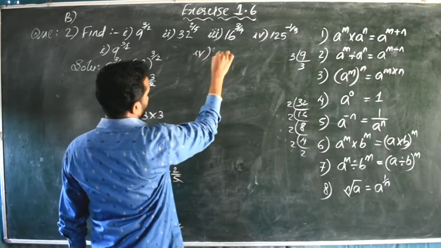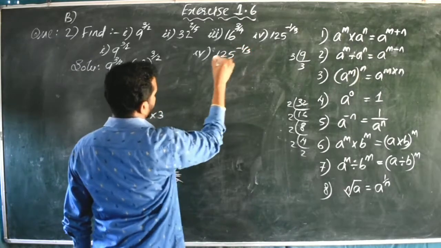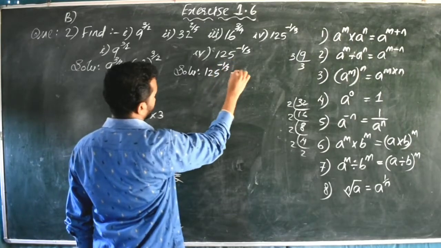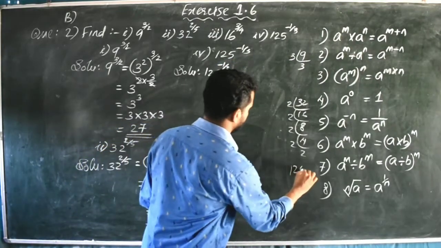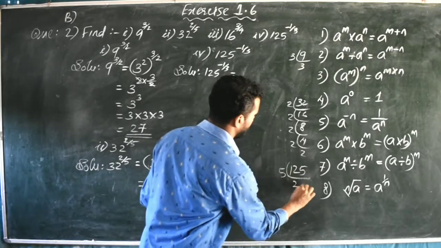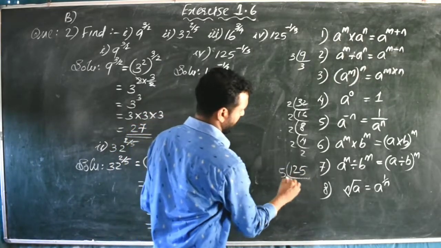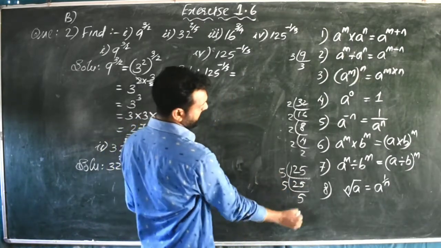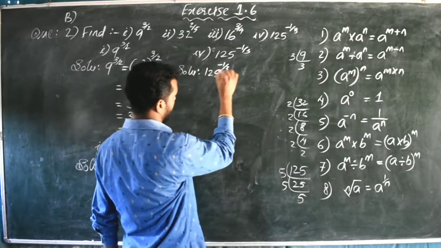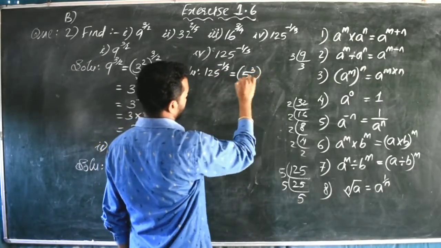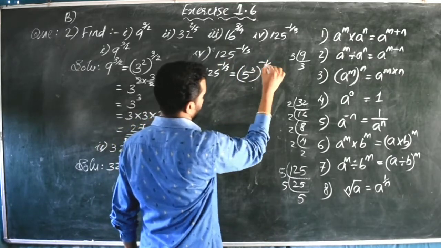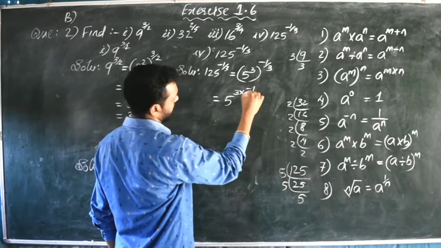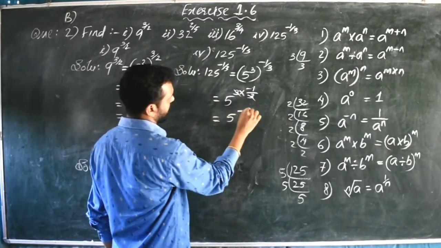Number 4, 125 raised to minus 1 by 3 is equal to, 125 we have to factorize. 125 divided by 5, 5 2s are 10, remainder 2, 25 by 5. 5 5s are 25. Divided by 5, 5 5s are 25. 5 into 5 into 5, 5 raised to 3. So in place of 125 we can write 5 raised to 3, the whole raised to power minus 1 by 3. That is equal to 5 raised to 3 into minus 1 by 3. 3 we can cancel. 5 raised to minus 1.